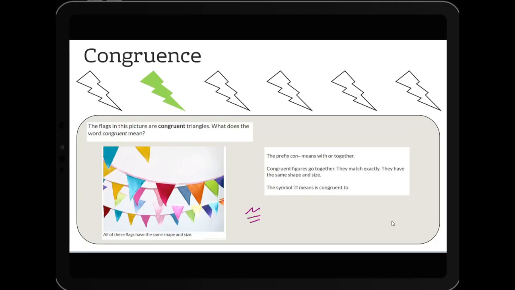So congruence would mean that the lengths and angles have the same measure. In other words, the side lengths are all equal to each other, and the angles are all equal to each other. That's what congruence actually means.